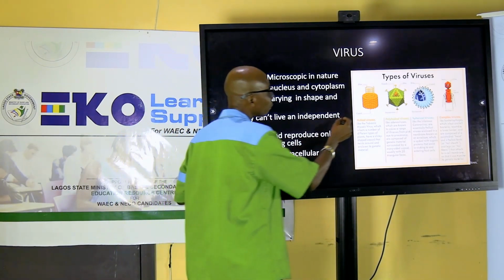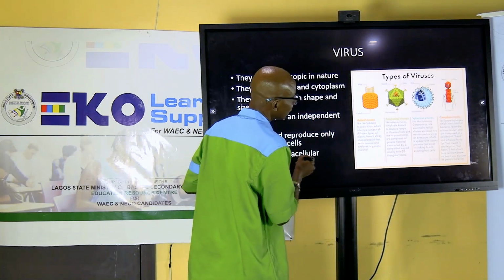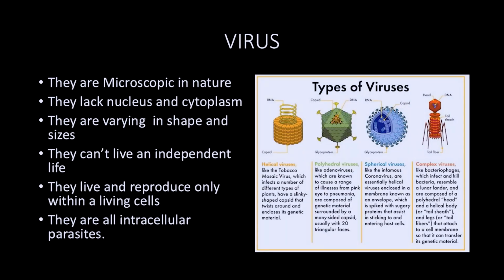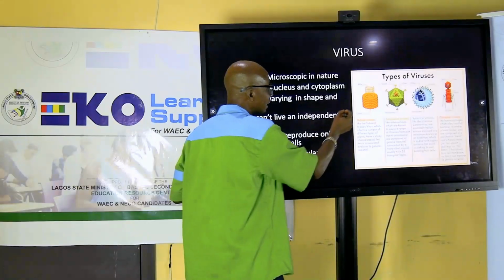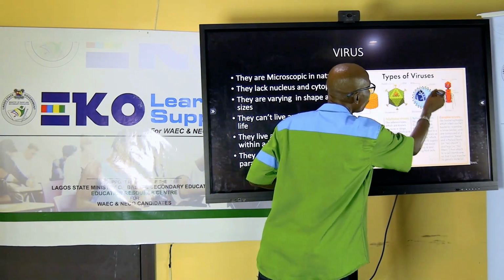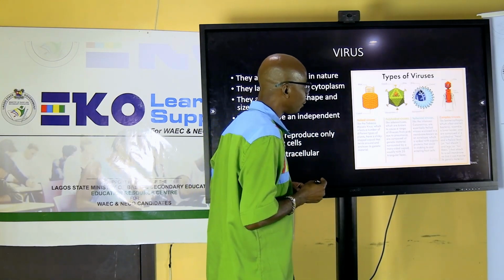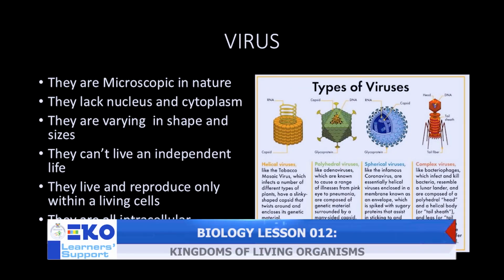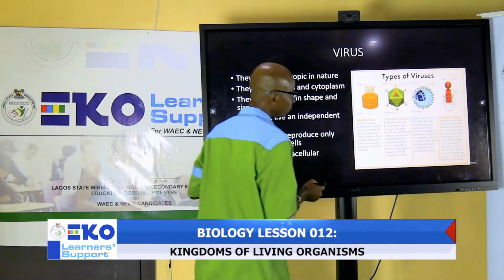These are the various types of virus we have. We have the helical virus. We have the polyhedral virus. We have the spherical virus. And we also have the complex virus. These are the different shapes of the viruses we have. This is an example of the popular coronavirus, the one we experienced during the 2020 lockdown. This is the shape of the virus.